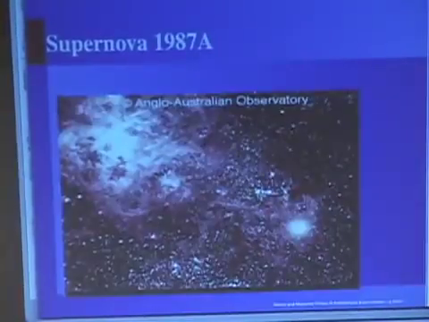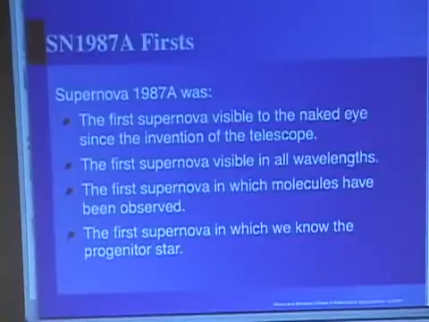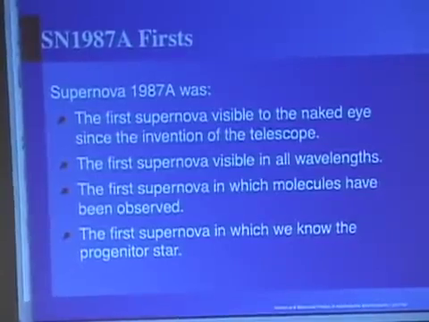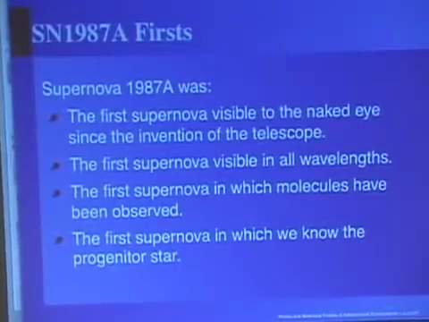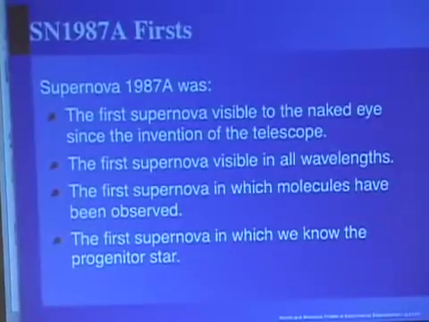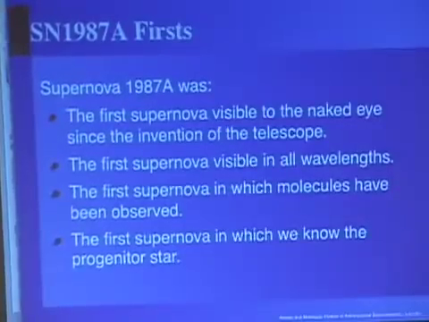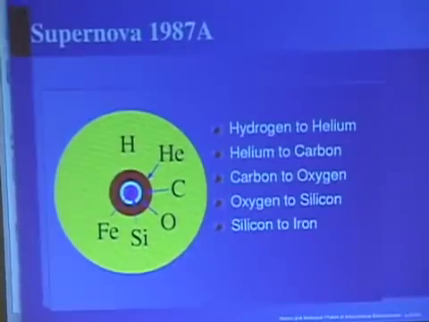Here's a better picture of it. But 1987A was the first supernova that was visible to the naked eye since the invention of the telescope. It's also the first supernova that has been detected in all wavelengths, and in fact been detected in neutrinos. It's the first supernova where we know which star it came from. We know the progenitor star, and we have observations of the progenitor star, and it's the first supernova where molecules were observed, and so we naturally went to model it.